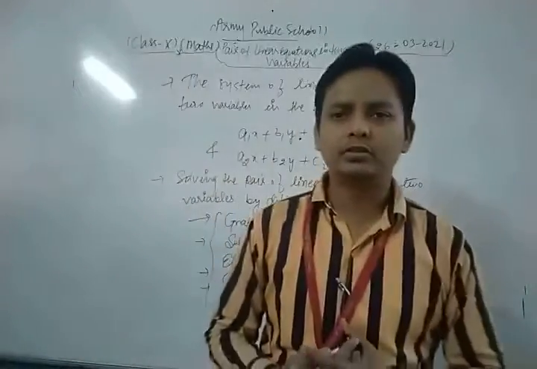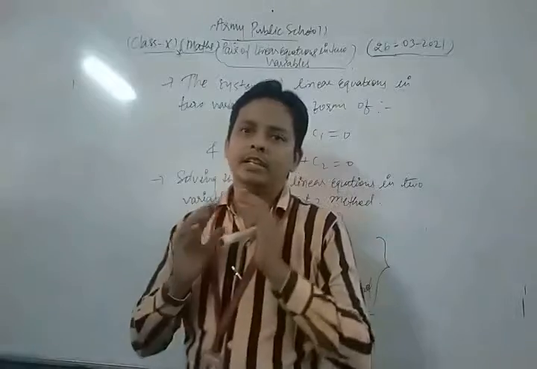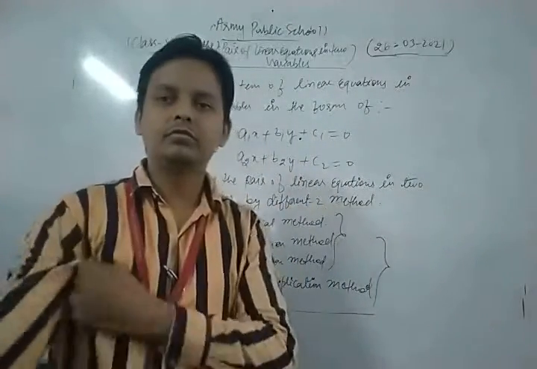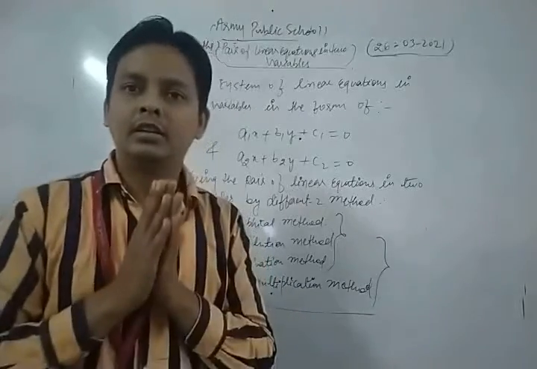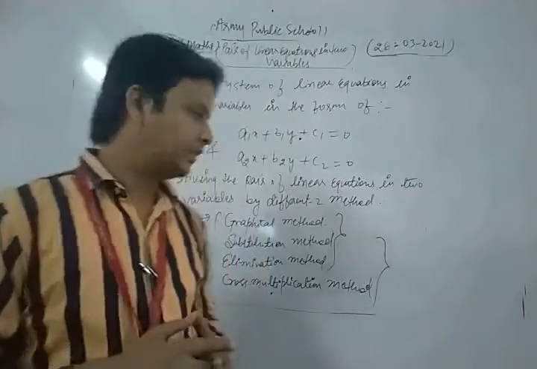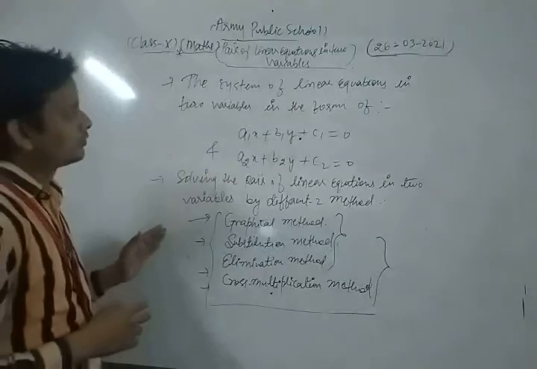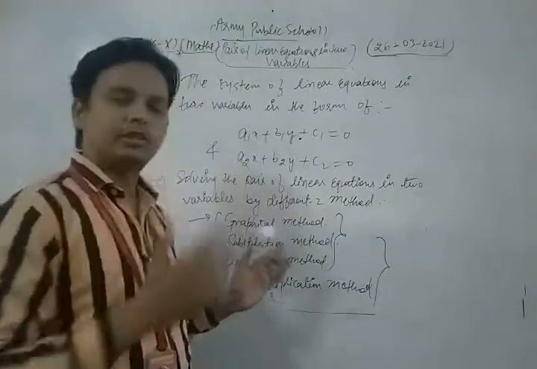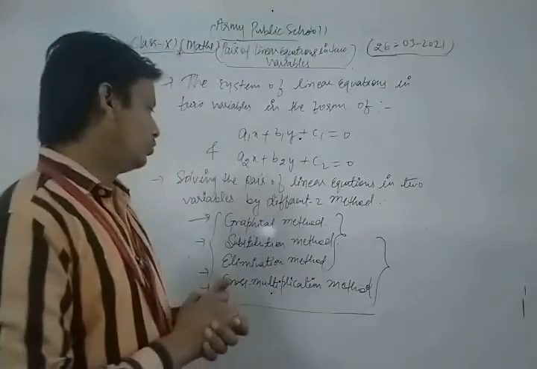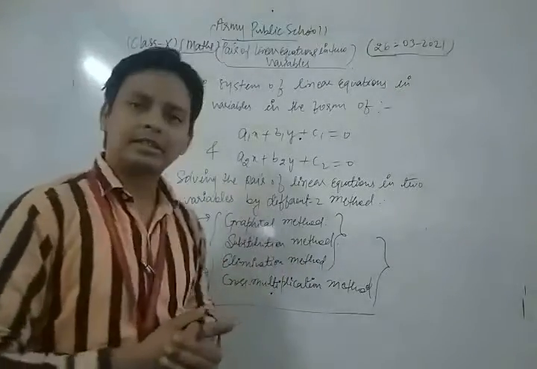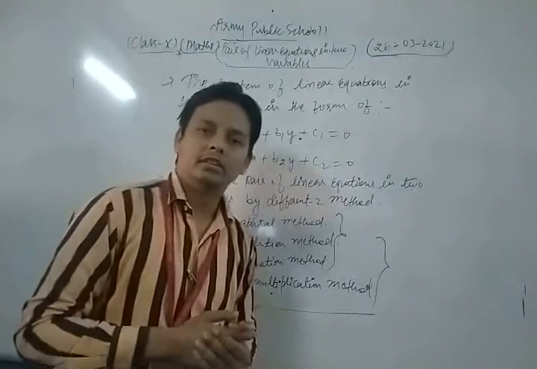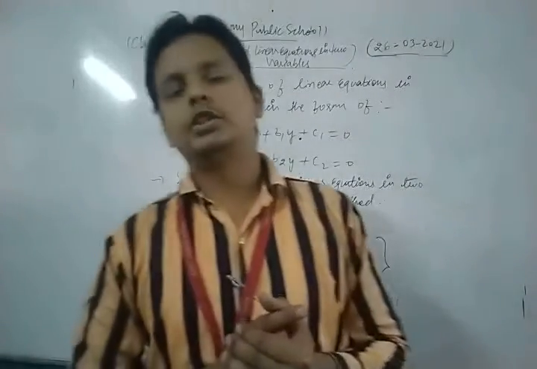So here there are some important methods to solve the pair of linear equations in two variables. Solving the pair of linear equations in two variables means to find the values of the variables x and y. Dear students, these are some important methods which we discuss one by one. Generally we discuss the graphical method at last. First of all we discuss solving the pair of linear equations by substitution method.